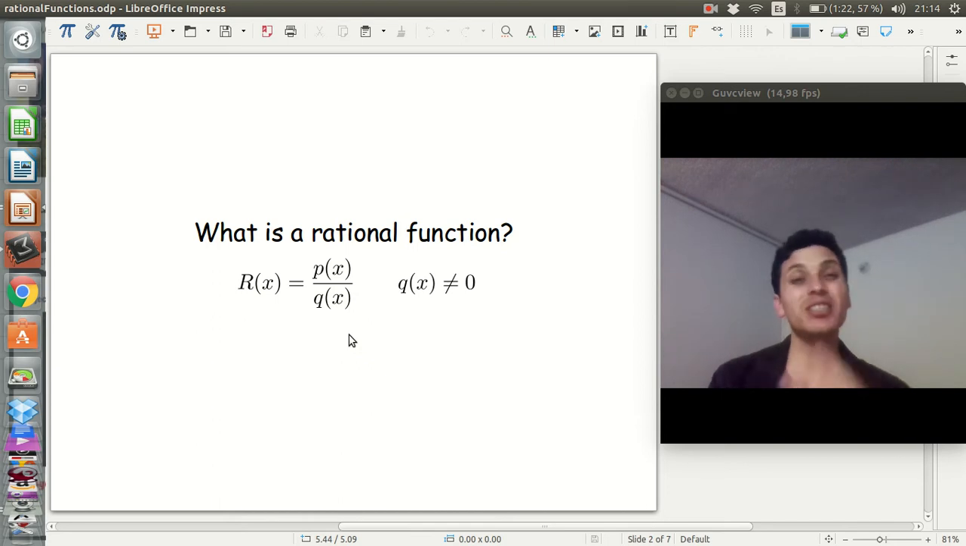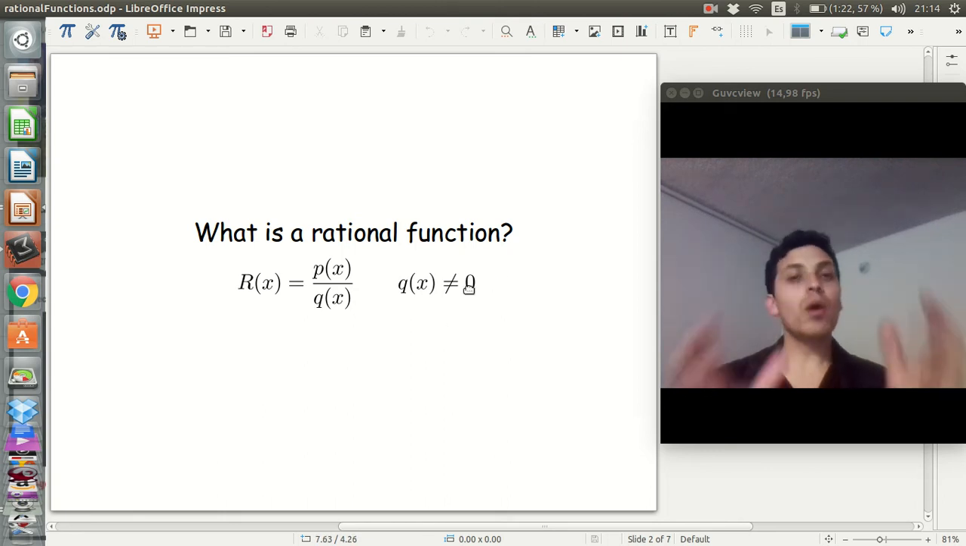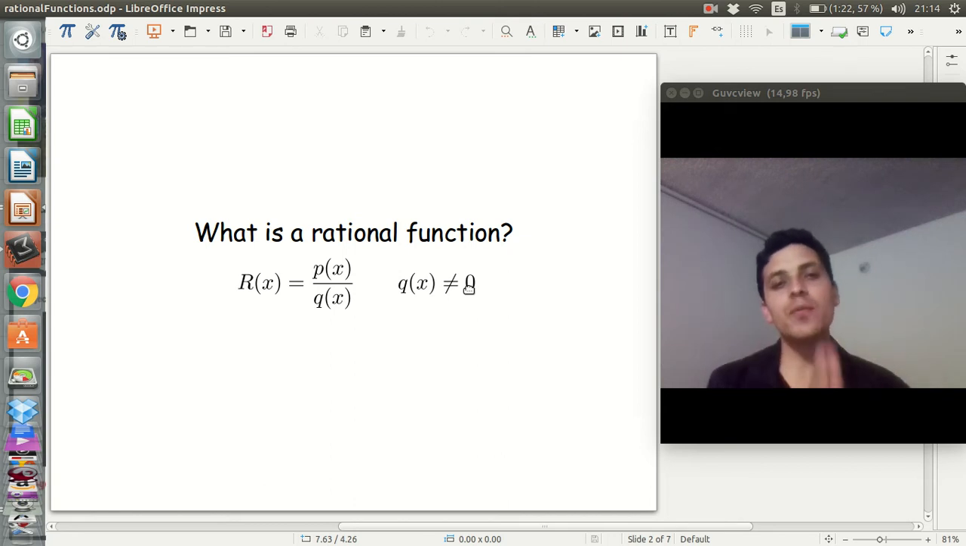A rational function is a division, or a quotient, between two polynomial functions. So you have two polynomial functions and you divide them, then you have the rational function. And the only thing you have to establish in the rational function is that the divisor q of x should be different than 0. Why different than 0? Because division by 0 is not defined, tends to infinity, gets problems. So that's why you have to define that the q of x should be different than 0. Okay? That's the first part.